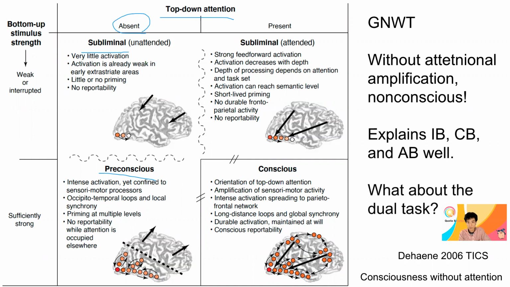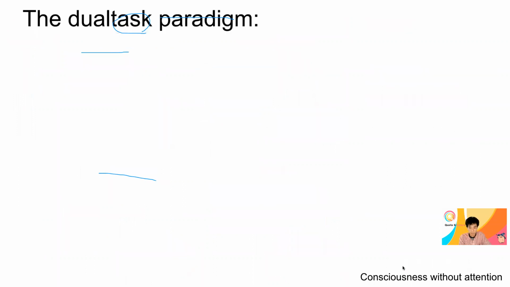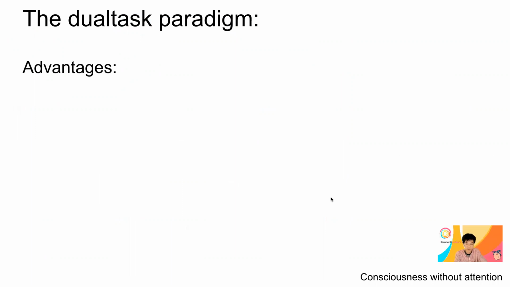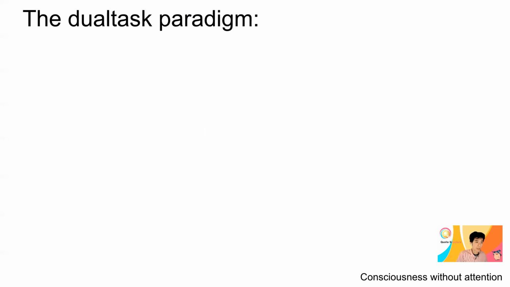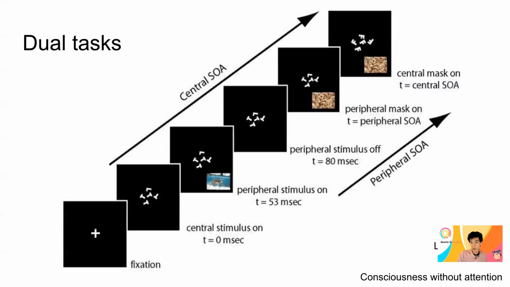And what about the dual task? That's the next question. So the dual task paradigm is the following. I already described the basic architecture. So I'll start with the advantages of this dual task paradigm. It basically presents the stimulus in a far location, and so it induces minimum stimulus competition or interaction.